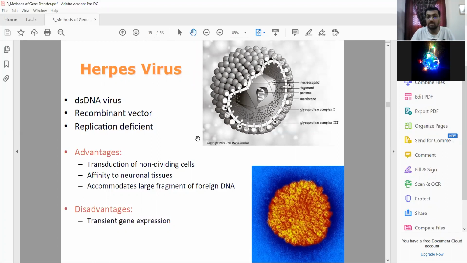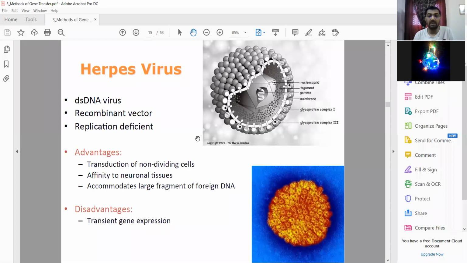So the advantages of these viruses are that they have the capacity to transduce non-dividing cells, and the biggest advantage is that they have an affinity towards neuronal cells or neuronal tissues, meaning nerves and neurons can be more easily transduced using these herpes viruses as compared to other viruses. And because of its size, it could accommodate large fragments of foreign DNA or transgene, even almost 40 to 50 kb.